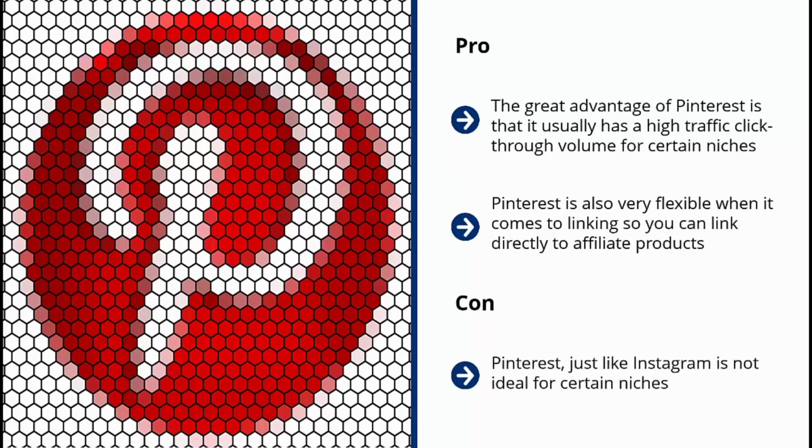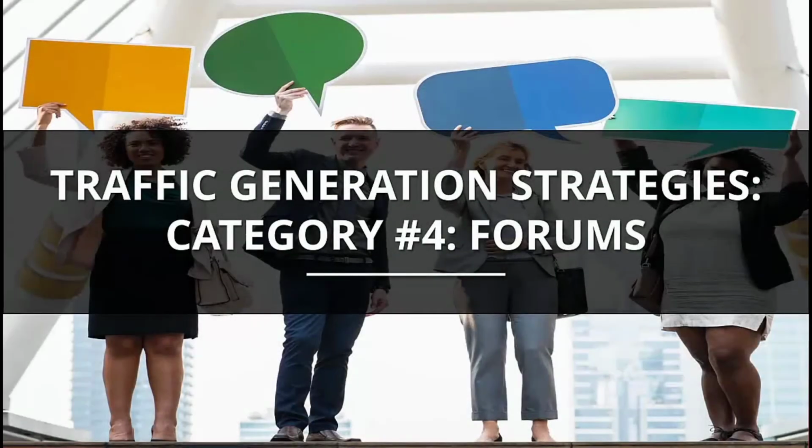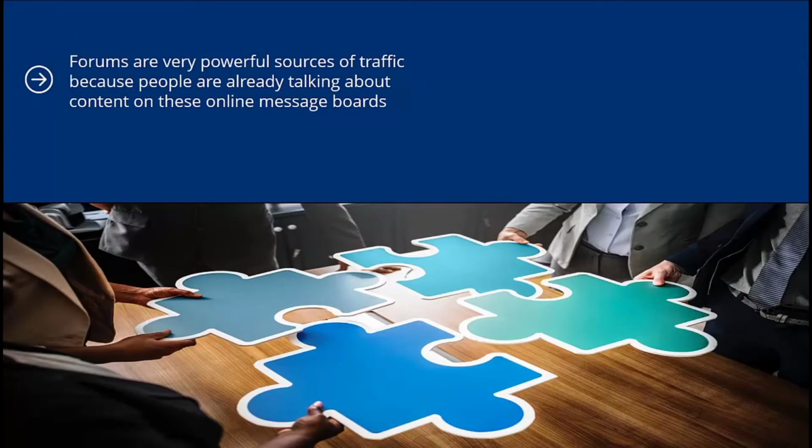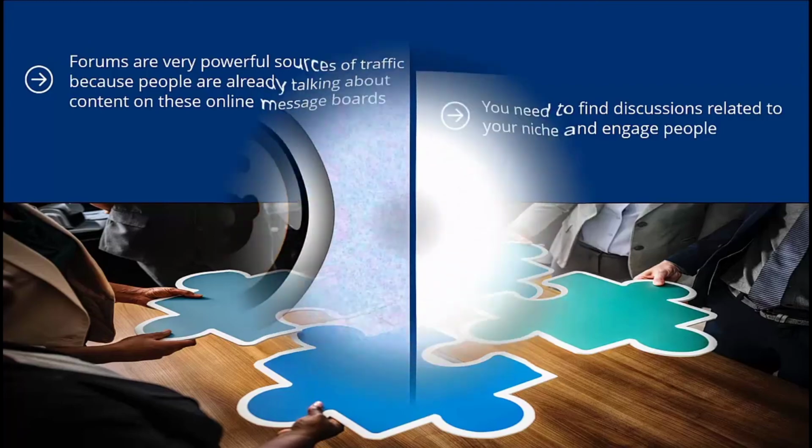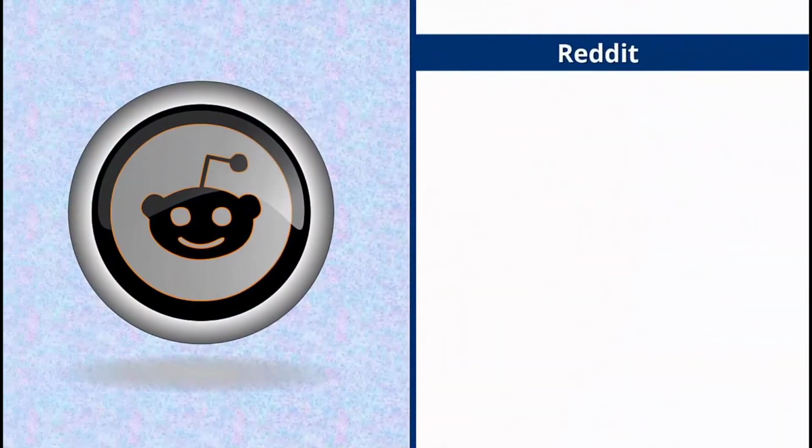Con. Pinterest, just like Instagram, is not ideal for certain niches. You need to do some heavy initial research for your niche on this platform. Traffic generation strategies, category number 4, forums. Forums are very powerful sources of traffic because people are already talking about content on these online message boards. You need to find discussions related to your niche and engage people. Don't just post a link and move on. Only spammers do that. Reddit.